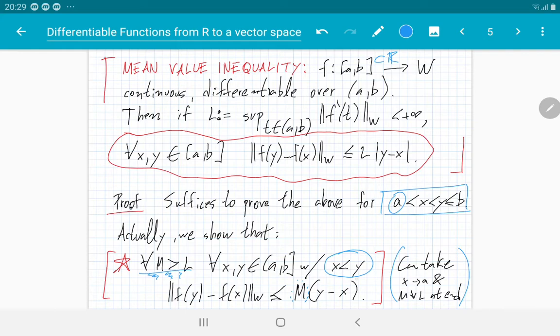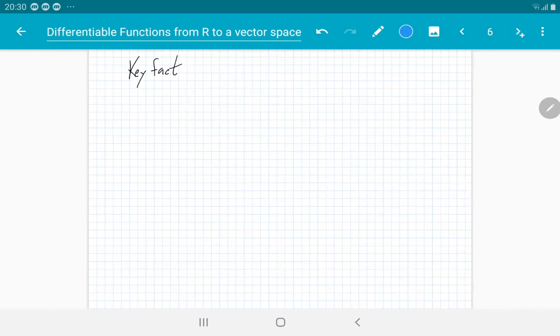Right, if I know this, then I can let M decrease to L, take a limit, and then I also know that the norm of F of Y minus F of X is less than L times Y minus X, and I know that for X strictly larger than A, but I can also make X equal to A by taking another limit. So my claim, which I hope is clear, but you can check for yourself, is that if I know how to prove this star inequality here, then I'm done. And therefore, I'm going to move on and prove star.